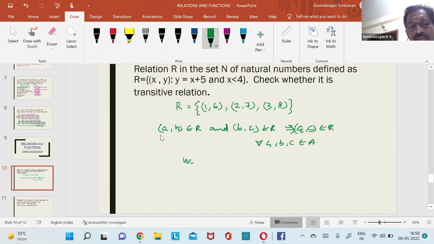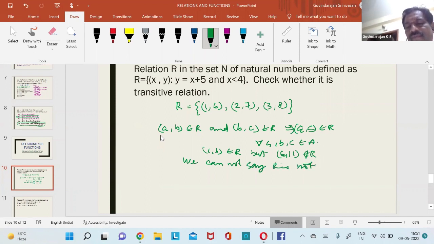We cannot say that (A, B) belongs to R. For example, (1, 6) belongs to R, but (6, 11) itself does not belong to R. That means (A, B) is there, but (B, C) is not there. So we cannot say it is not transitive. That is what I read somewhere else, and I am sharing it here. We cannot say R is not transitive. Therefore, R is transitive. Understand? We cannot say it is not transitive.